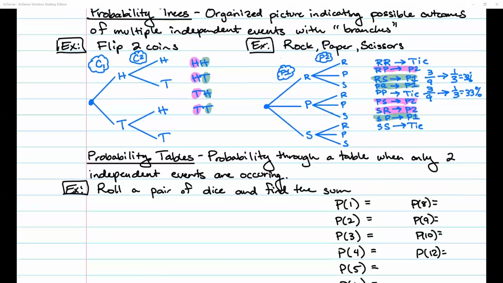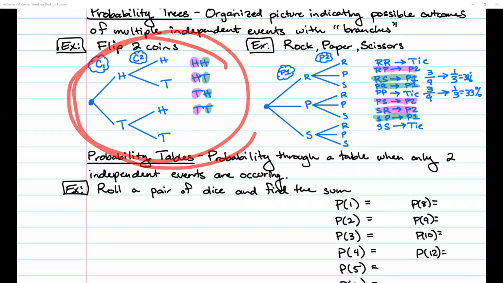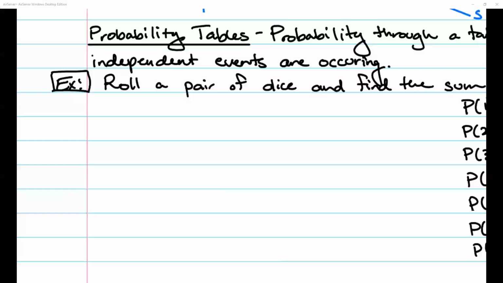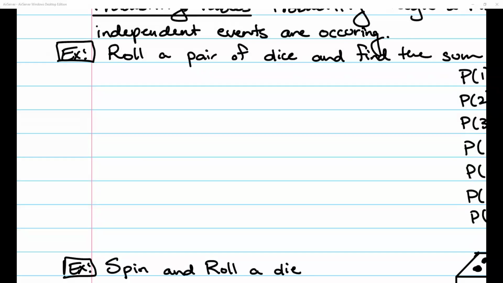So let's say we roll a pair of dice and find the sum. Now, for a pair of dice, we could do this again, right? We can kind of calculate it this way by making a tree. But with tables, because we're adding up the sum, like if I roll a 2 and a 3 and I add them up and that gets a total of 5, it's actually better if I use a table. So let's see.